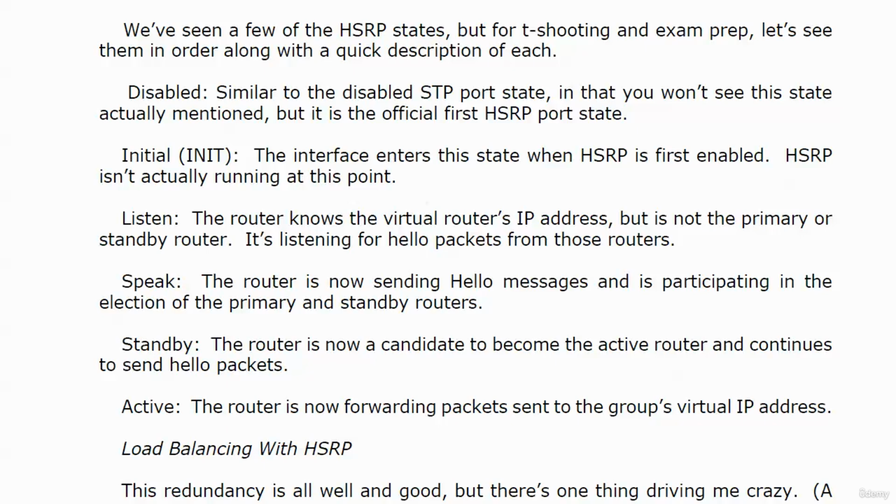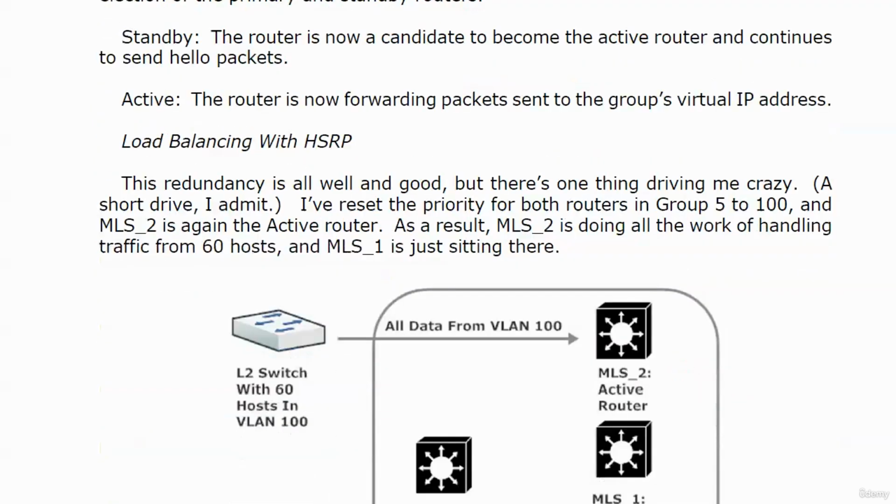Now listen, that's the next state, and that's when the router knows the virtual router's IP address, but it is not yet the primary or a standby, and it's listening for hello packets from those routers. In speak state, the router is now speaking, it is sending hello messages, and it's participating in the election of the primary and standby. Standby, we've seen that a couple of times. The router is a candidate to become the active. It continues to send hello packets, and then finally active, the router is now forwarding packets sent to that group's virtual IP address.